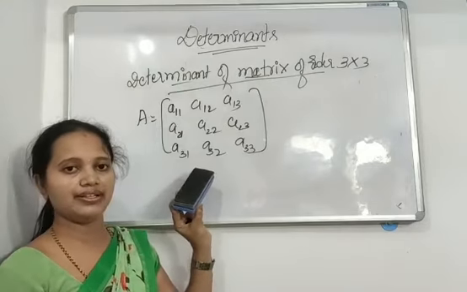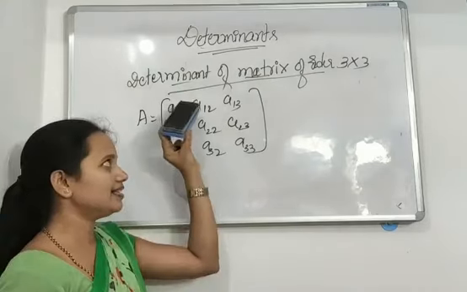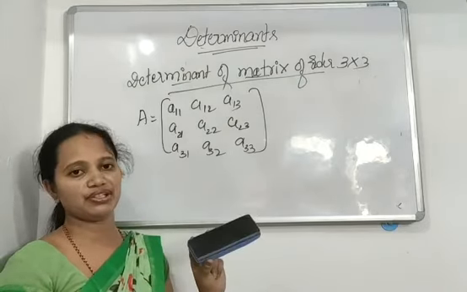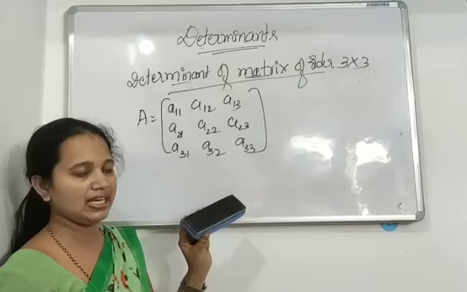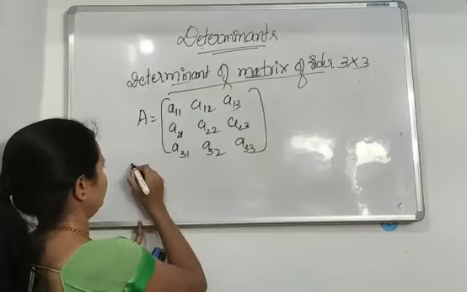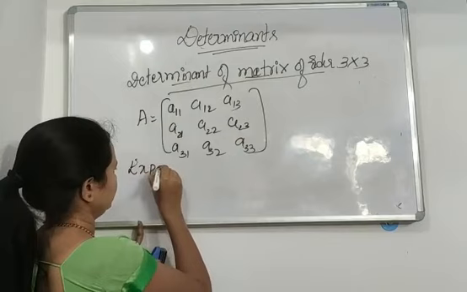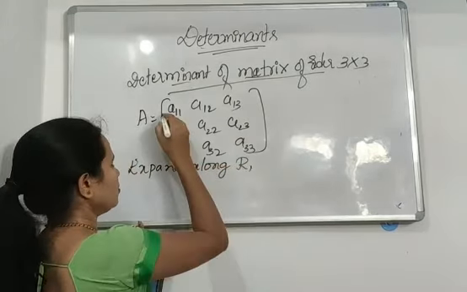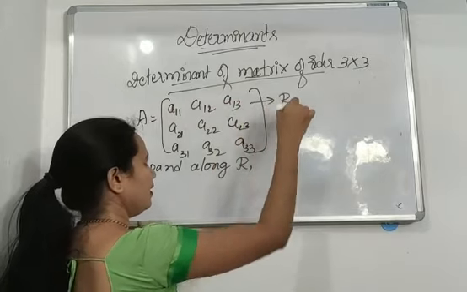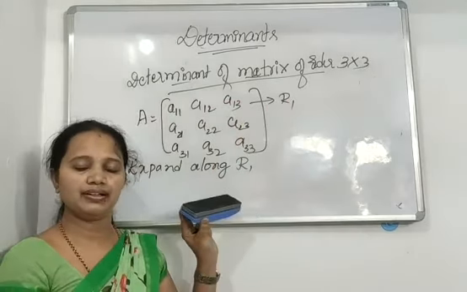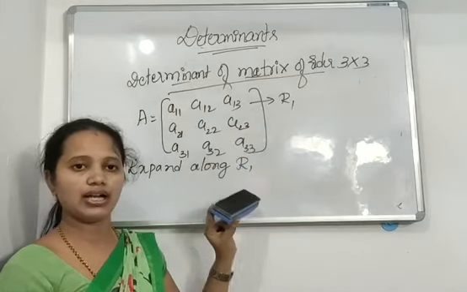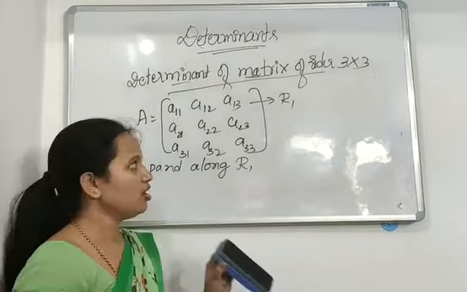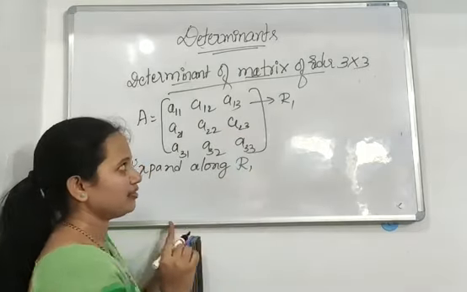You can expand the determinant in 6 ways, either along the 3 rows or along the 3 columns. You will get the same determinant value. So I am expanding along the first row, R1. It is the same for all the rows, and you can use the same procedure for all the columns. First consider the R1 row.